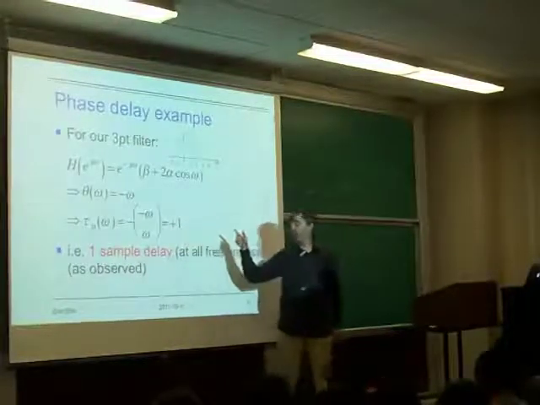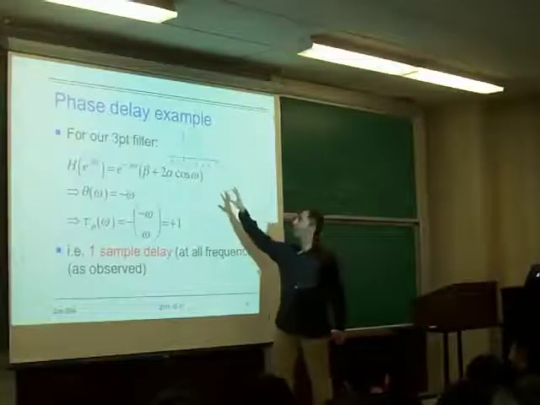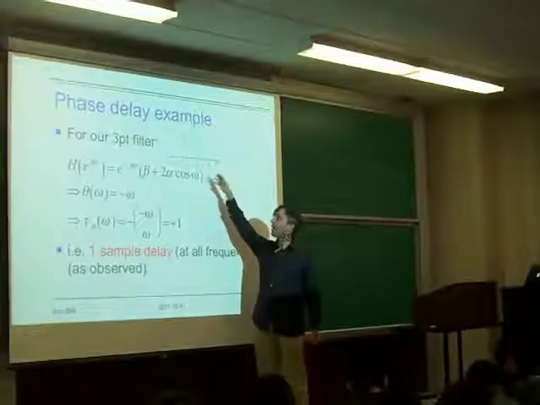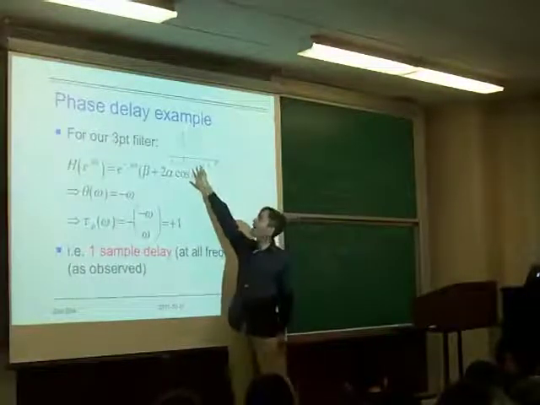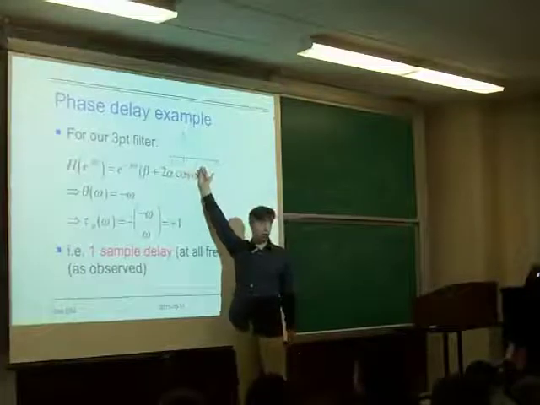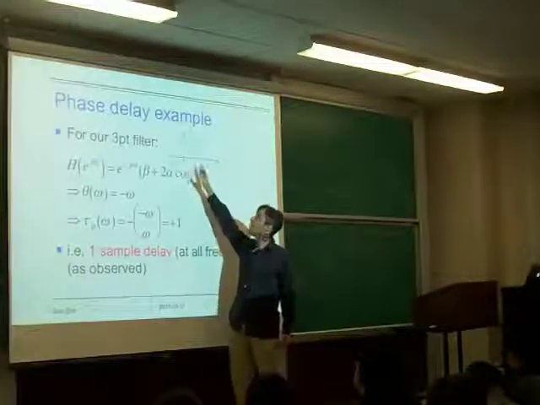It's constant with respect to omega. And so this filter delays any frequency by one sample. It kind of makes sense if you think of this as the impulse response, right? What happens when you put an impulse in?